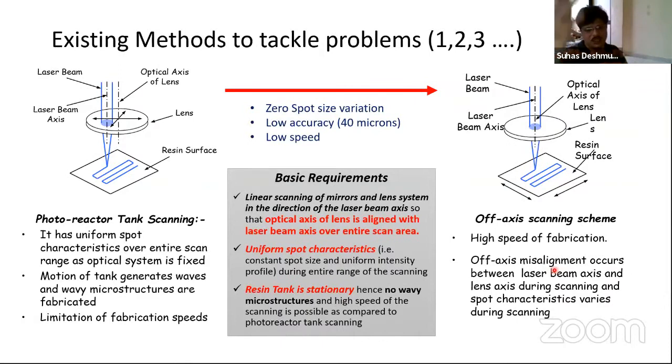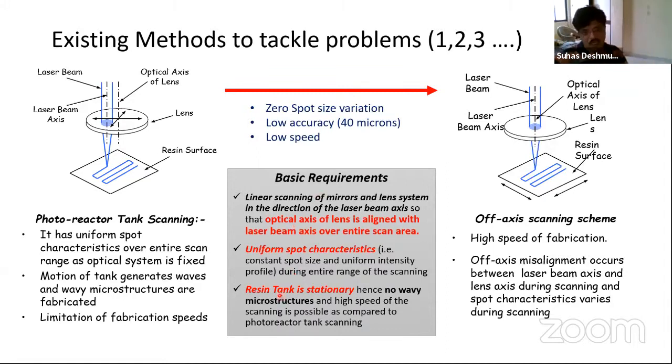Then we came up with some reasoning on the basic requirements of optical scanning for stereolithography. We need uniform spot characteristics. I don't want the spot to change during scanning anywhere on the XY plane. A constant spot size and uniform intensity profile should be there during the entire scanning range. That is possible only when the optical axis of the lens and the laser beam axis exactly match during scanning, and you maintain the alignment over the entire scan range.